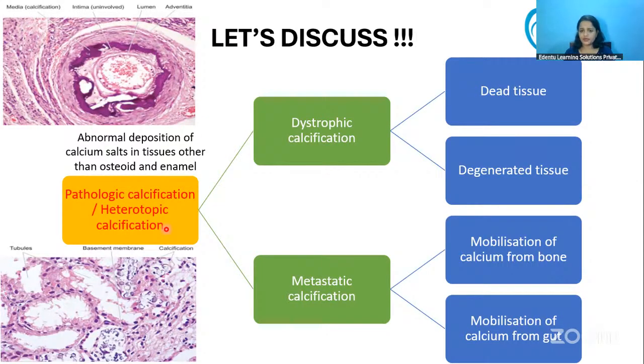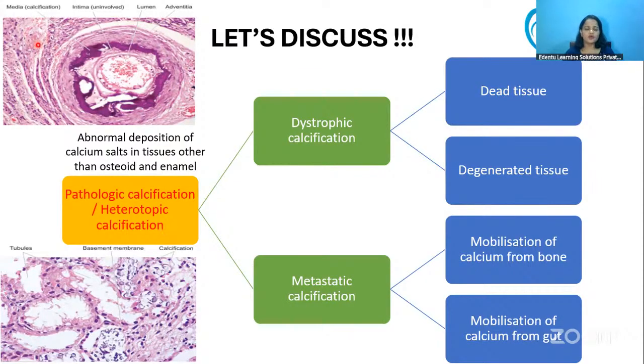In dystrophic, what is happening is that the calcium salts are getting accumulated in dead and degenerated tissue. And in metastatic calcification, because of some kind of metabolic disorder, these calcium salts are getting mobilized from bone, and they are getting accumulated in specific soft tissues, or they can be mobilized from the intestine also. And they are getting accumulated in specialized soft tissues.